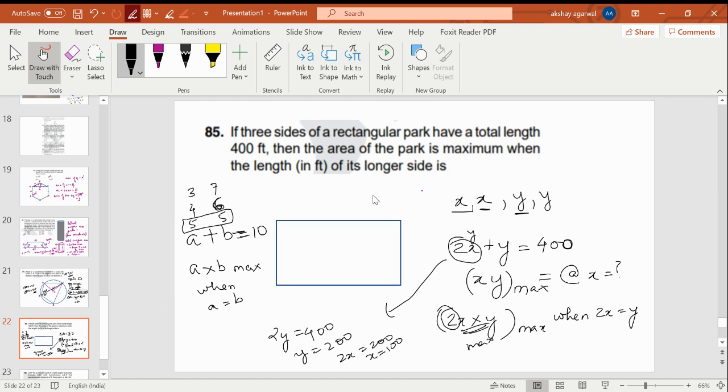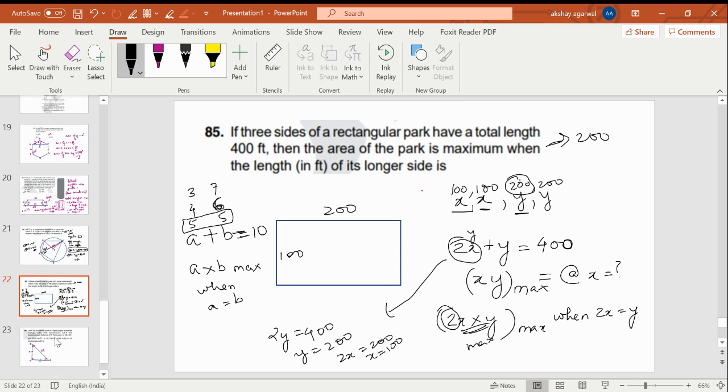X becomes 100. So for the rectangle, the shorter sides are 100 and 100. The longer sides are 200 and 200. And we've solved this keeping in mind the condition that area should be maximum. So that's why the longer side, when I want the maximum area, would be 200. So the answer to this question would be 200. The longer side has to be 200. The shorter side has to be 100. In that case, your area would be maximized with the given condition.